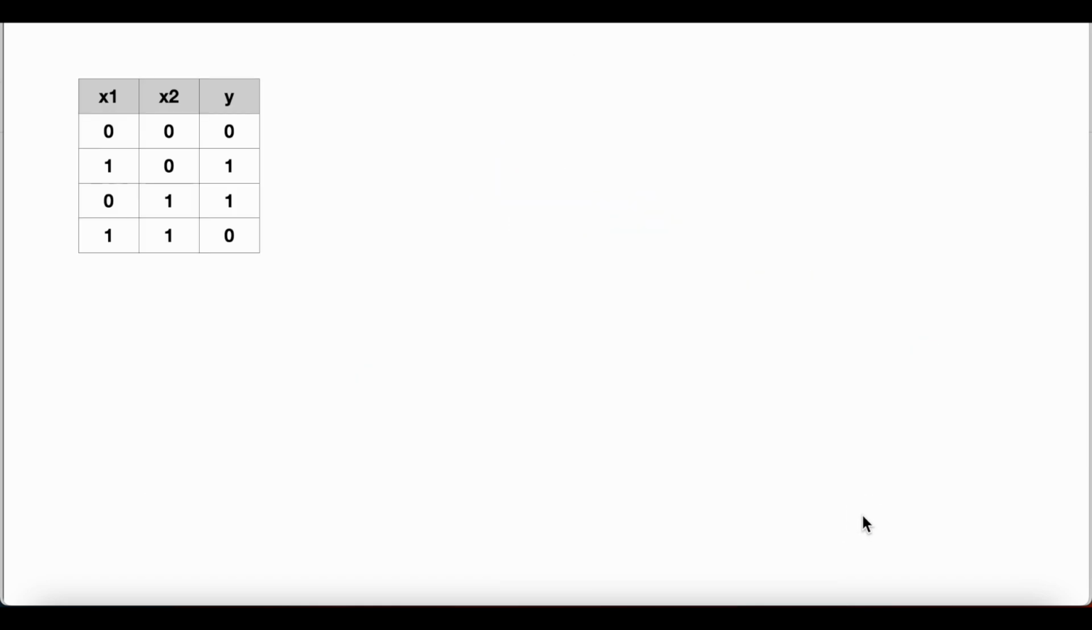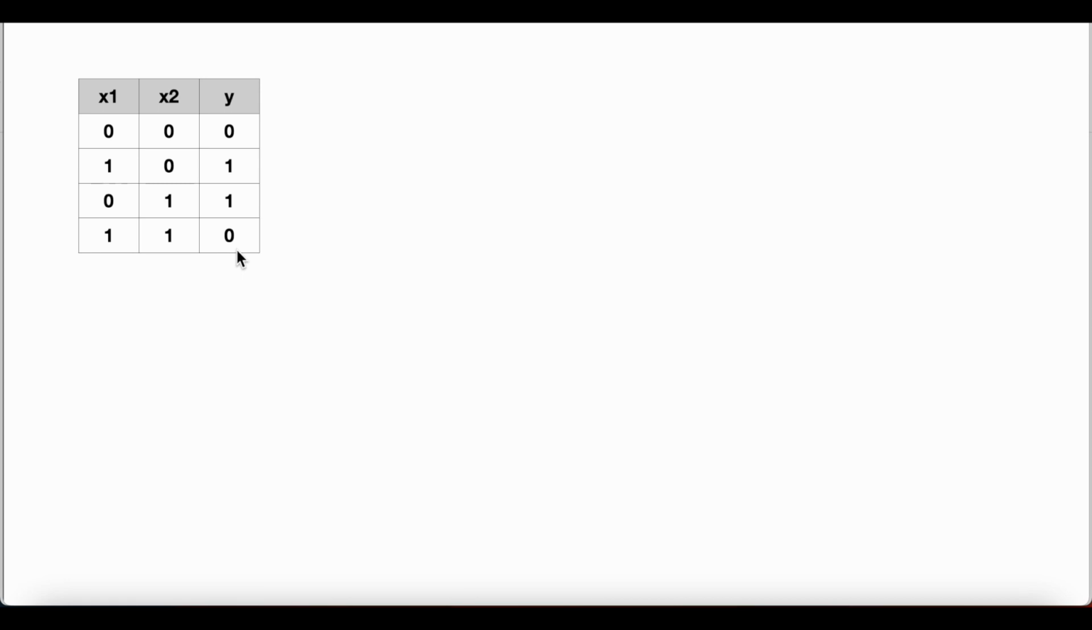Neural networks are good at discerning patterns. So for this neural network, we're going to try to teach it the pattern shown here. If x1 is 0 and x2 is 0, we want the output y to be 0. If x1 is 1 and x2 is 0, we want y to be 1. If x1 is 0 and x2 is 1, we want y to be 1. And if both x1 and x2 are 1, we want y to be 0.